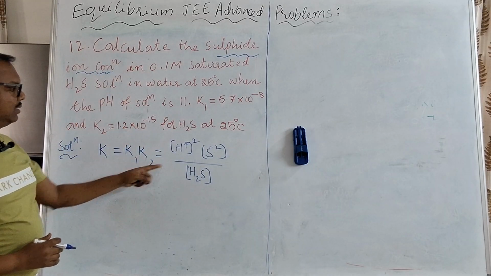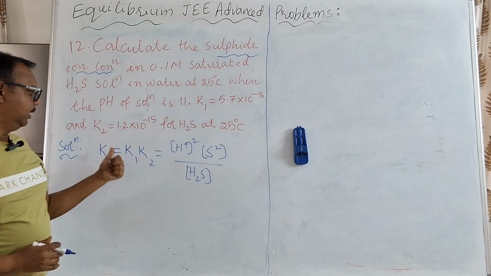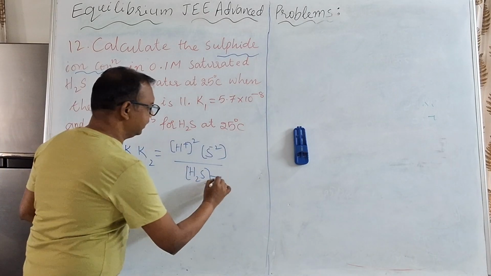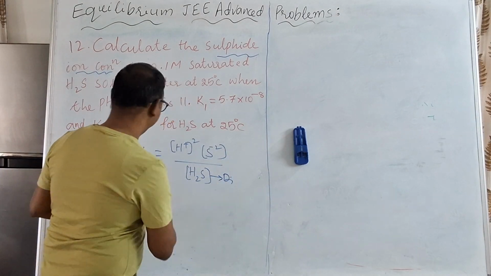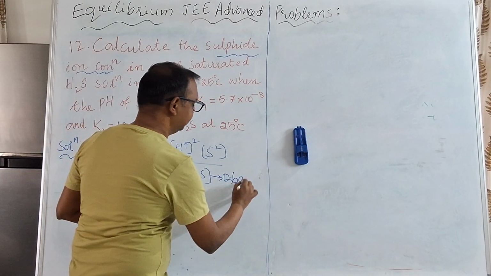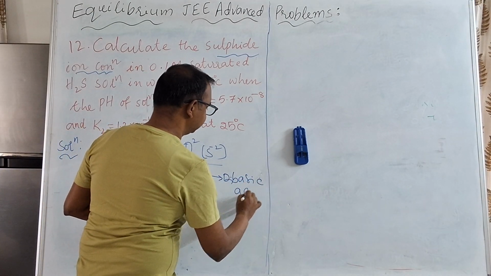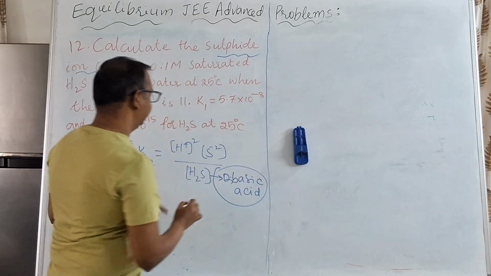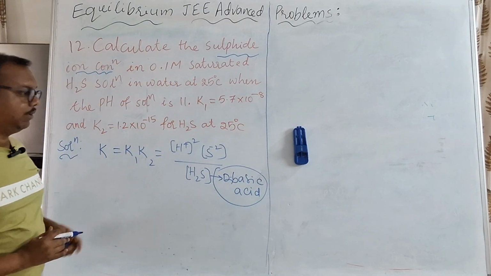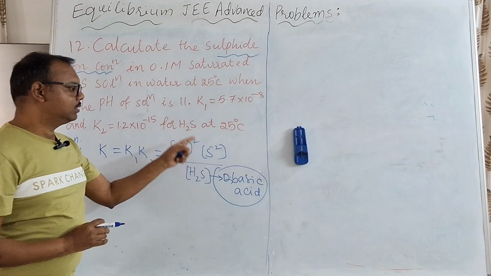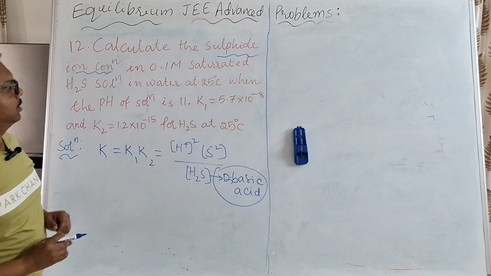When H2S is dissociated, because it's a dibasic acid, H2S is which acid? It's a dibasic acid. That's why here it has two equilibrium constants, K1 and K2. You have to keep that in mind. What we require to find out is the sulfide ion concentration they were asking, right?